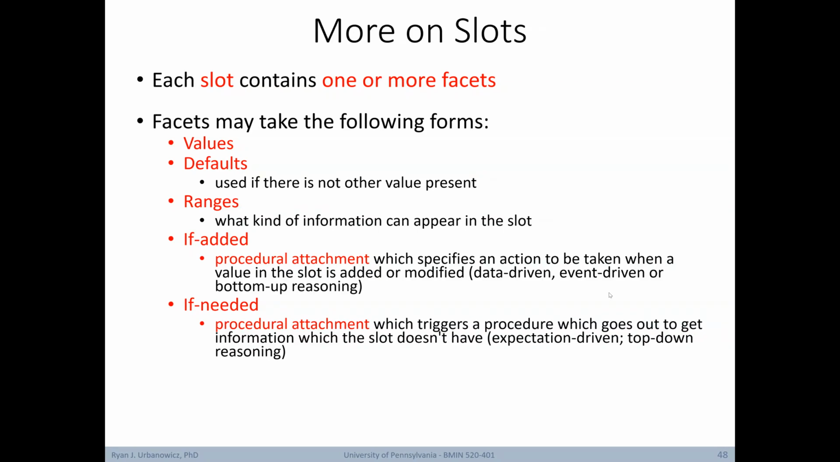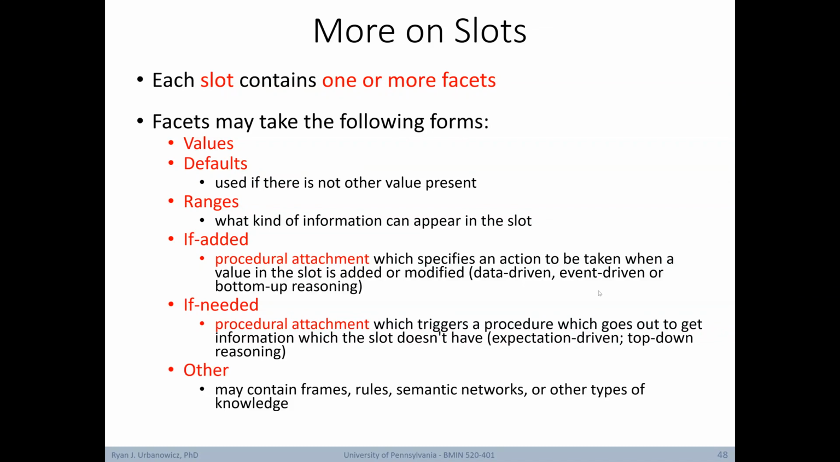Facets can also include if needed, another procedural attachment. This triggers a procedure which goes out to get the information that the slot doesn't currently have. This is an example of expectation-driven or top-down reasoning. Facets can also take many other forms, speaking to the versatility of this representation. They can include other frames, rules, semantic networks themselves, or other types of knowledge.